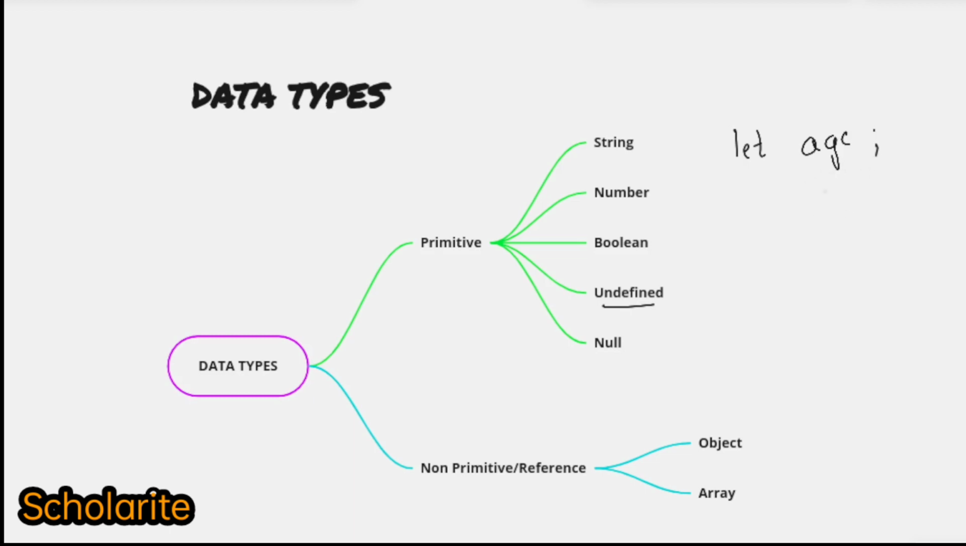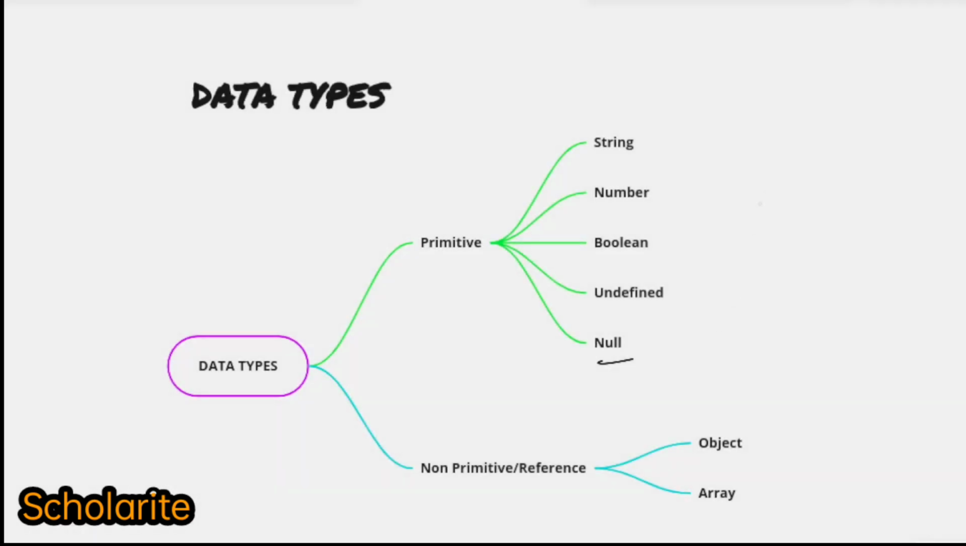So when I try to print this age, its response is going to be undefined, and that is because you have not initialized the age variable. So undefined is the value assigned to any variable used in code whose value is not initialized. The next data type is null.